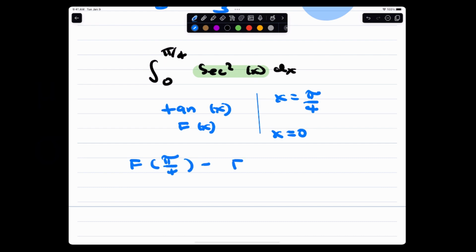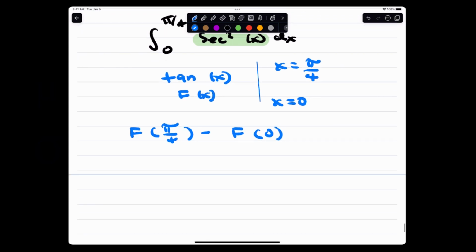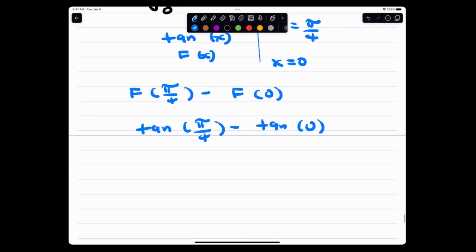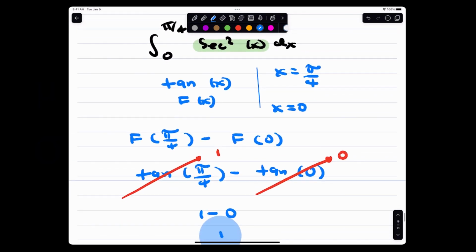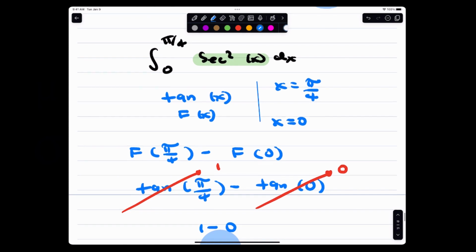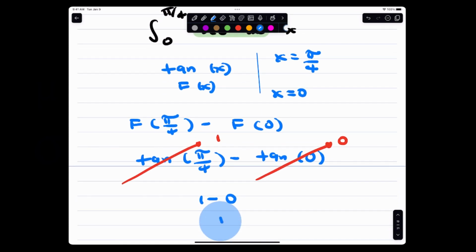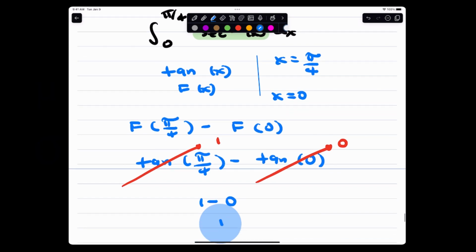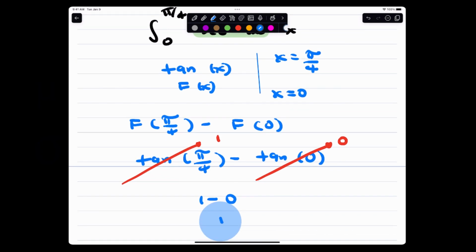Pi over 4 minus f of 0. So that's tangent of what? Pi over 4 minus tangent of what? 0. Do you guys know tangent pi over 4 is? 1. Tangent 0 is what? 0. So you get 1 minus 0, which will be what? 1. All right, you guys okay with that one? Isn't that pretty simple? So long as you know what an antiderivative is.